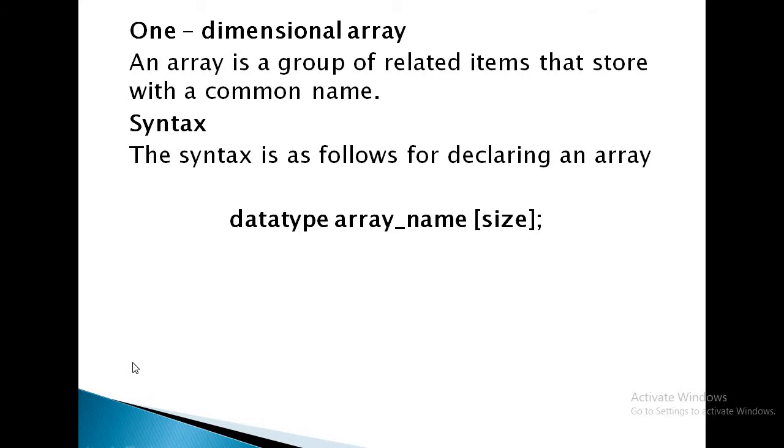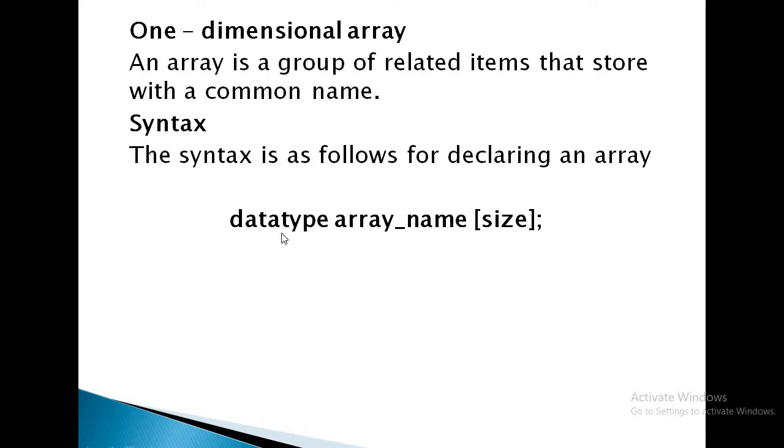Now I am going to explain about one-dimensional arrays in programming in C. An array is a group of similar data items that are stored under a common name. For that, the syntax is given: data type, array name, and a size.